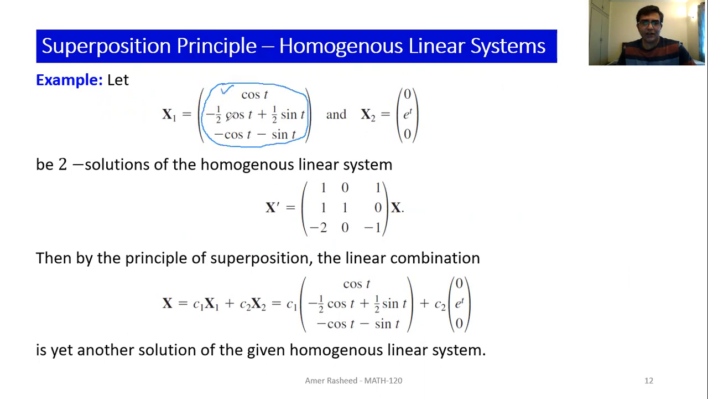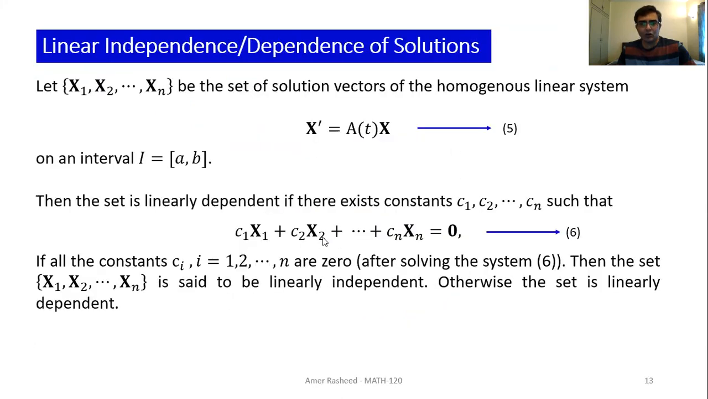Here you can see cos t, sin t, cos t, sin t. The other one also contains a function. Whenever you write a homogeneous linear system of this kind, it would be very difficult to solve. So what we do in this case is use the Wronskian in order to check whether this set x1, x2, xn is linearly independent or not.